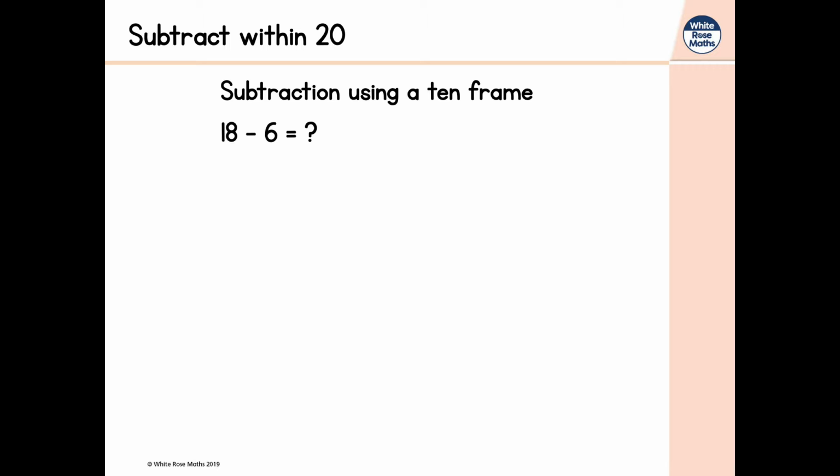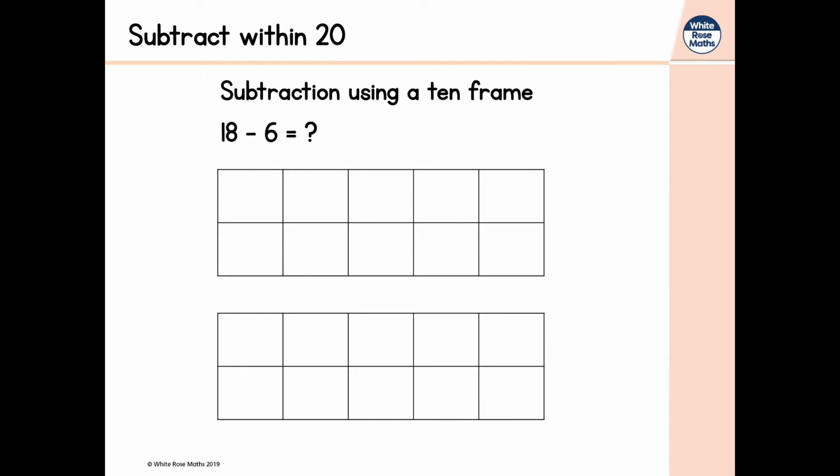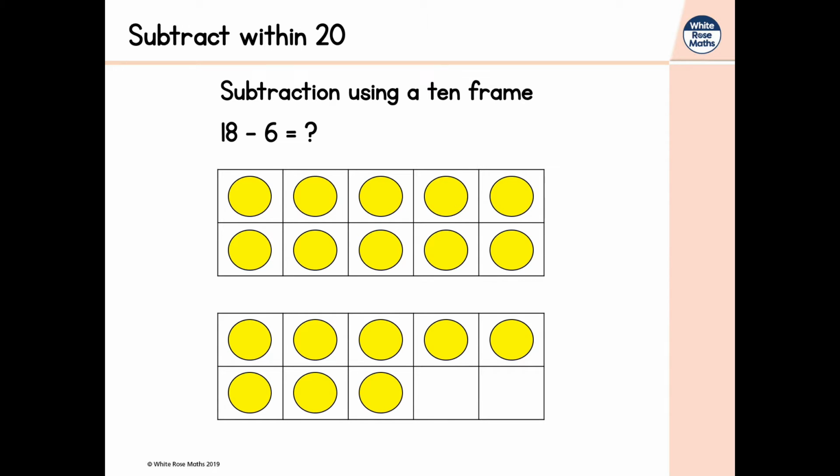The first thing we need to do is build 18 on a 10 frame. Well, actually, we need more than one 10 frame if we're building 18. How many do we need? Yes, we need 2. We're going to fill one of them all up with 10 counters, and on our second one we're going to put 8 counters. Here we have 18.